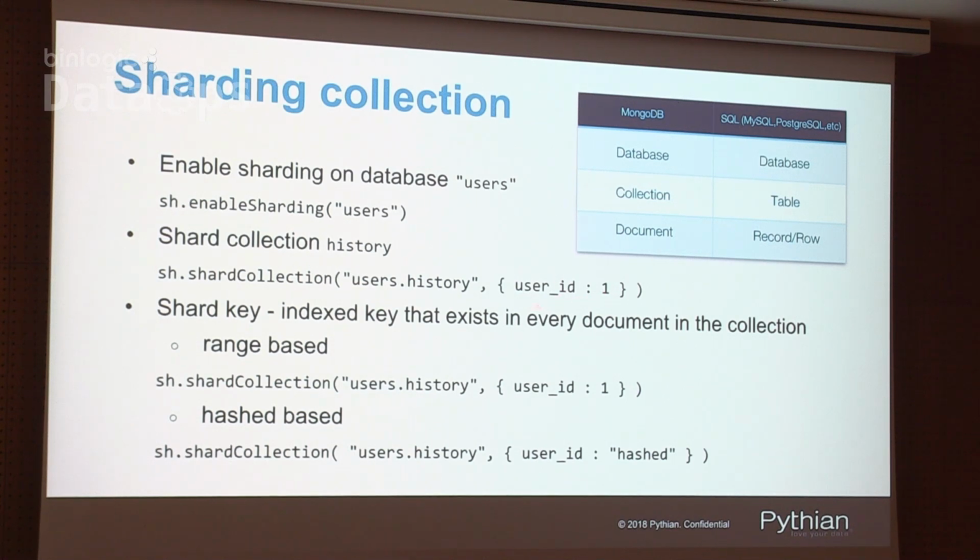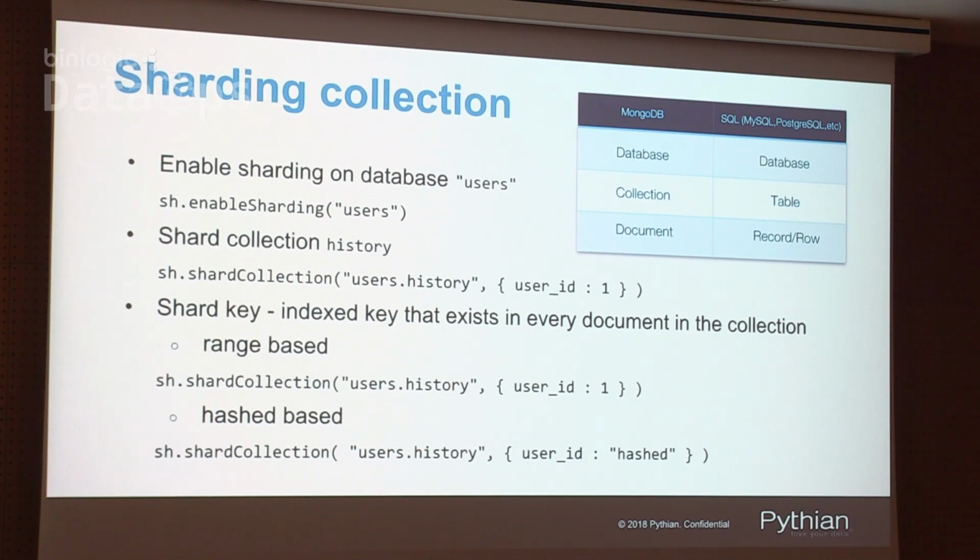We'll see what this shard key is later, but by definition, it is an index key that must exist in every document in that collection. So if you have a collection history and you store history for some users, user ID must exist in every document in that collection. If there is a single document that does not have this key, you cannot shard the collection by this key.